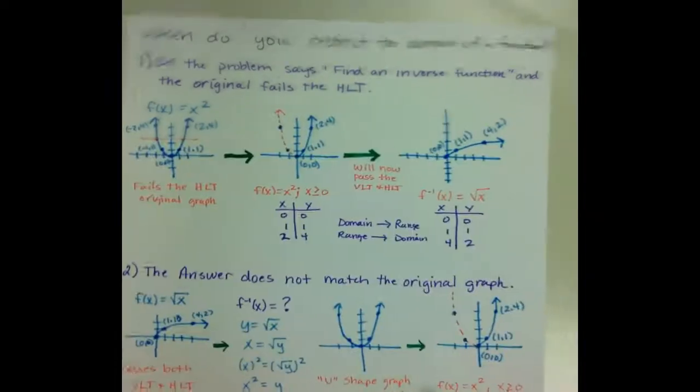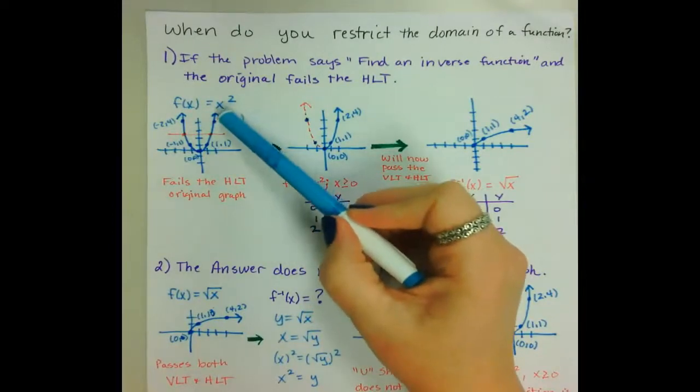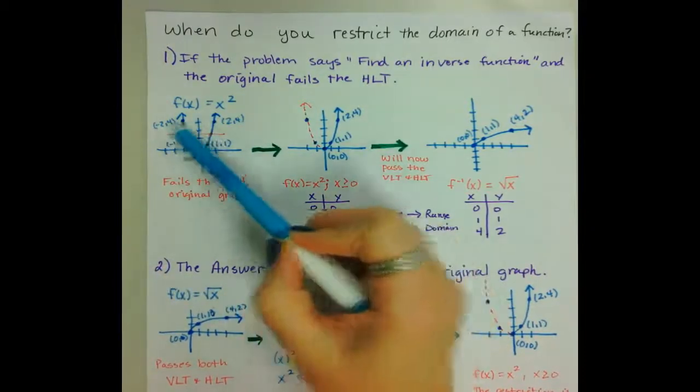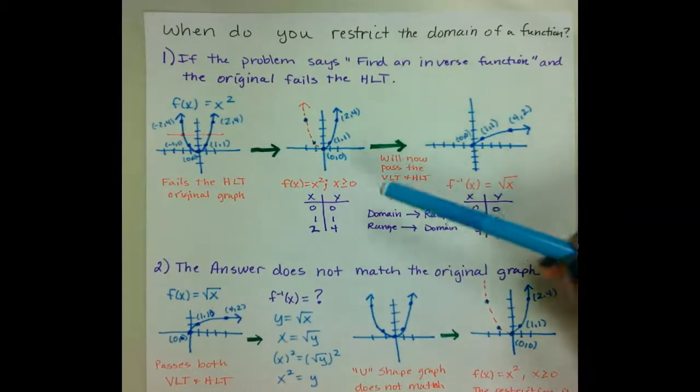All right, and finally, I always get the question about domain restrictions and when do you know to do domain restrictions. So there's really mainly 2 parts that we use them in more than anything else. One, if the problem says find an inverse function and the original fails the horizontal line test. So in other words, here's that quadratic we did a minute ago, but this is a function and it says find an inverse function. But when we do the horizontal line test, we know that that is not a function, right? We just showed the sideways parabola that failed the vertical line test.